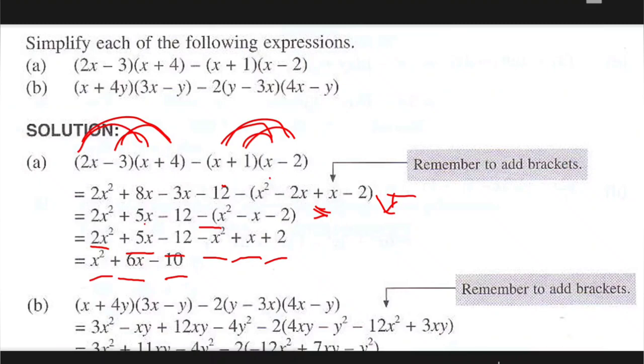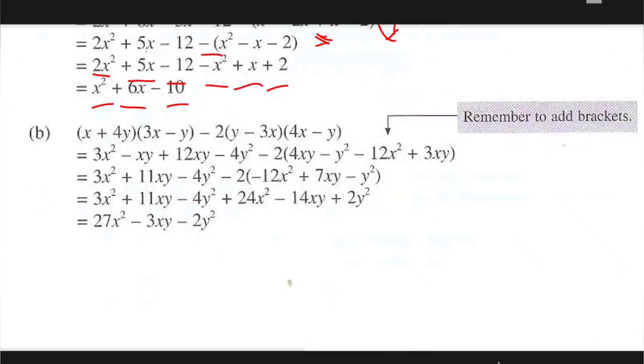Second example. We have (x + 4y) as the first expression inside the bracket, and (3x - y) as the second expression inside the bracket. Then we have -2 outside, and this is another expression, (y - 3x), and another algebraic expression, (4x - y).